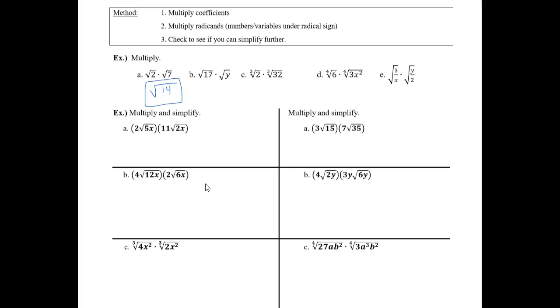Square root of 17 times square root of y. Again, same index, they're both square roots. Things being multiplied can be multiplied together underneath the radical.